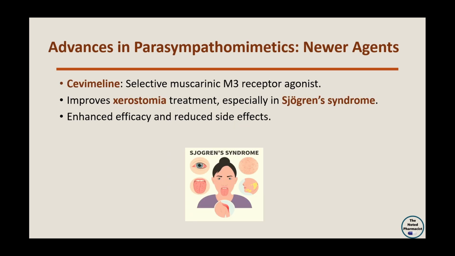Recent advances in parasympathomimetic therapy have introduced agents like cevimeline, a selective muscarinic receptor agonist designed to target M3 receptors with greater precision. By focusing on M3 receptors, cevimeline effectively stimulates salivary gland function, making it a superior option for managing xerostomia, especially in conditions like Sjogren's syndrome. Its enhanced receptor selectivity also reduces off-target effects, improving the safety profile compared to earlier parasympathomimetics.